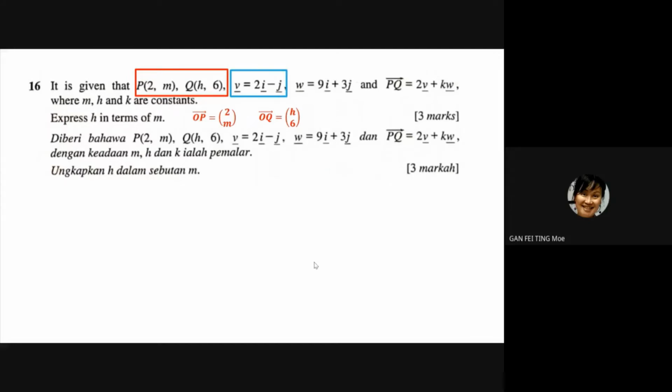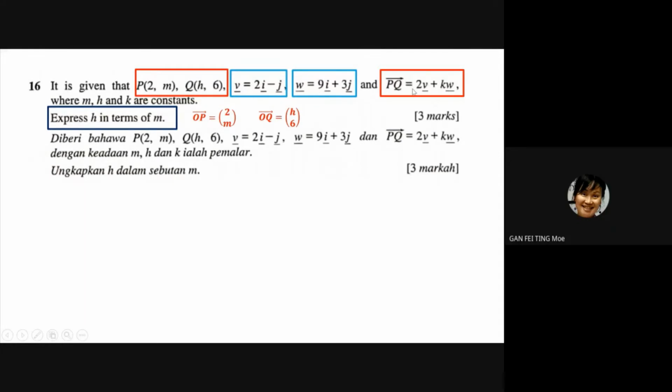So this is the information given, and this is also information given. Apa dia nak? Dia nakkan where K, M, and where M, H, and K are constant. Dia nakkan express H in terms of M. This is the question that wanted. Okay, fine. So ini information.